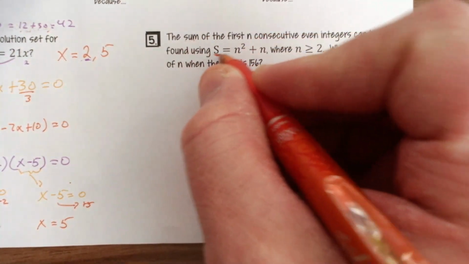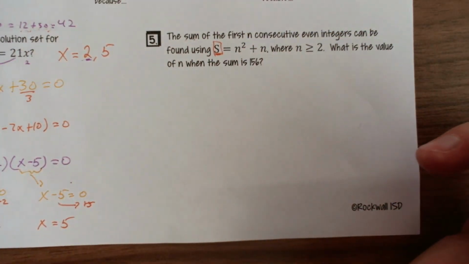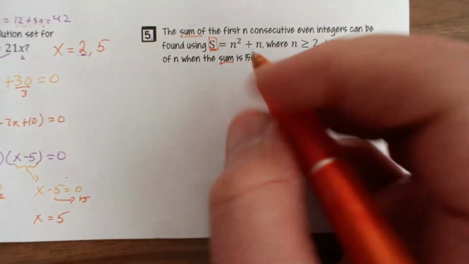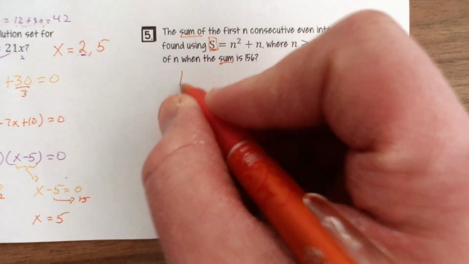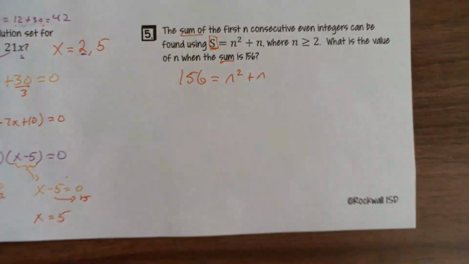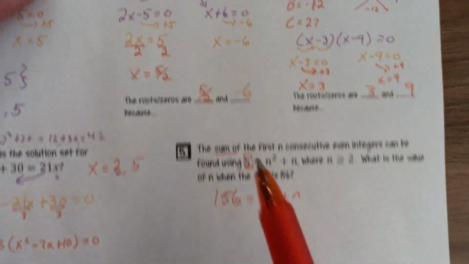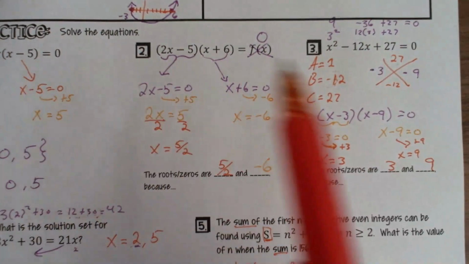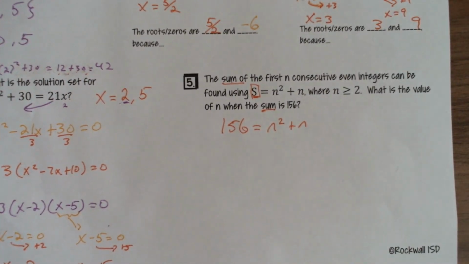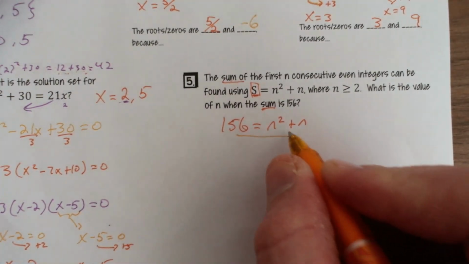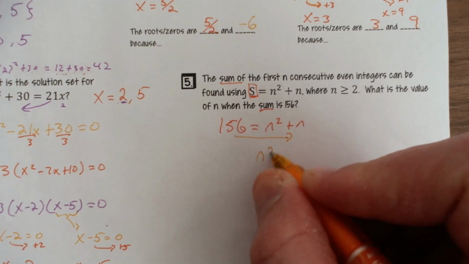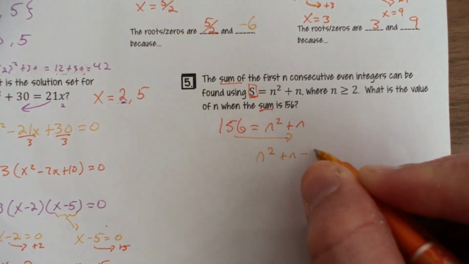What do you think the s value stands for? What's the word that starts with the letter s here? Sum. So when the sum is 156, this is our formula. Okay, I'm going to say 156 equals this, n squared plus n. Cool. Right now, thinking back to what we were doing, is it set equal to 0? No, it is set equal to 156. So let's go ahead and get it set equal to 0. I'm going to move it over. Instead of positive 156, it becomes negative 156. So n squared plus n minus 156.